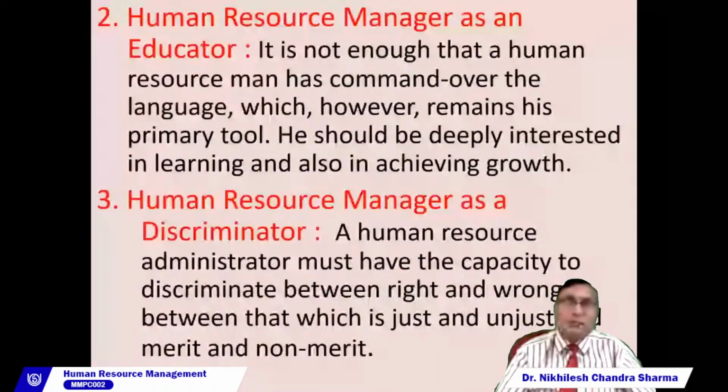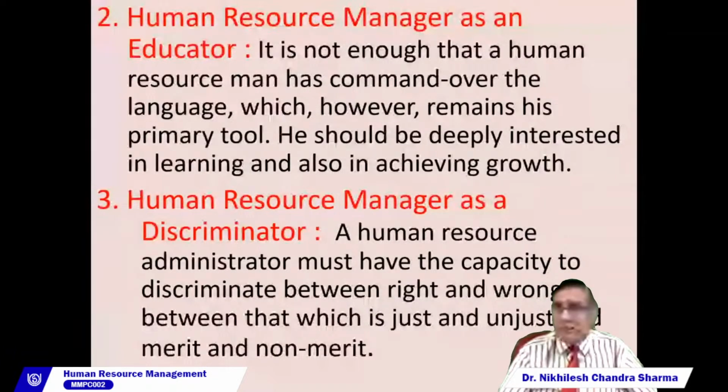The human resource manager is also an educator. It is not enough that a human resource manager has a command over the language, which however remains his primary tool. He should be deeply interested in learning, and also in achieving growth.